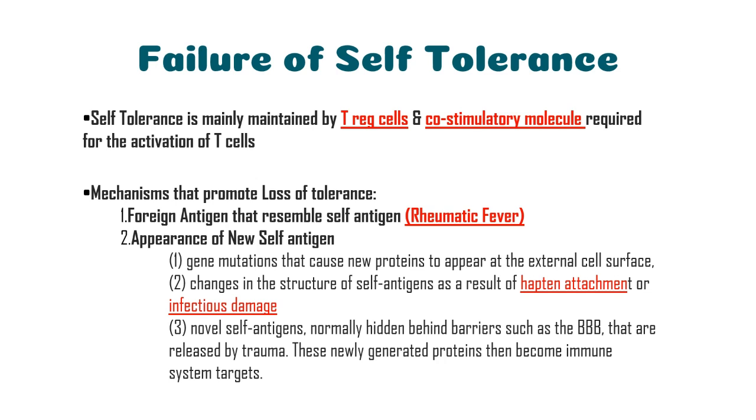Or, for example, when a hapten or incomplete antigen binds to our antigen and the structure of this antigen changes, so our immune system will recognize it as foreign. Or sometimes there are some self-antigens that our immune system is not aware of. They are hidden behind barriers, for example, behind the blood-brain barrier. And in case of trauma, these antigens will be exposed, so our immune system will react against them and destroy them.